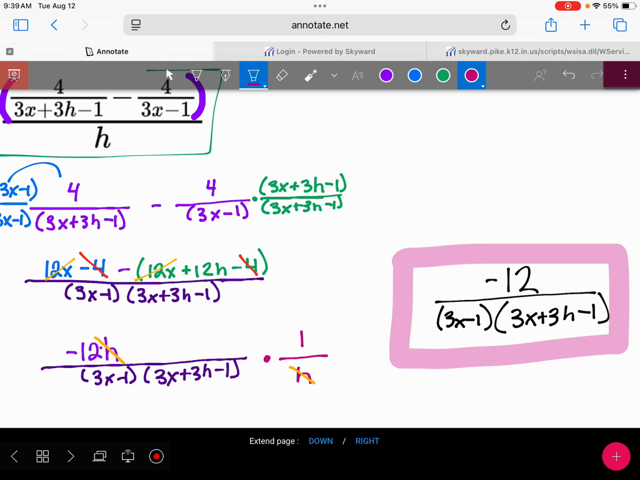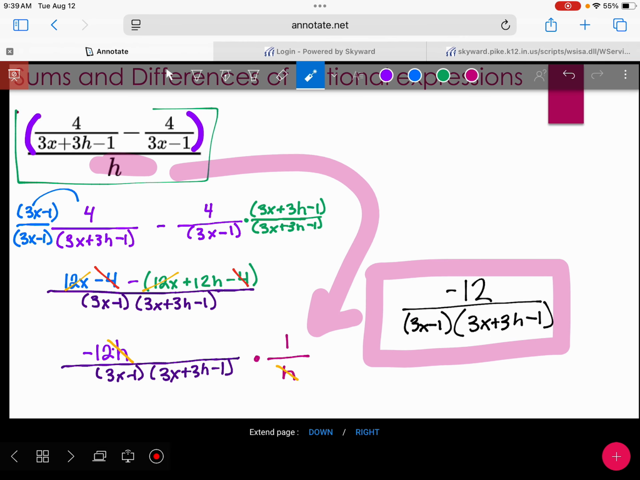Yes, dear? Why did we need to cancel out the h? Because we were dividing by h here. So that was this piece here. That was this guy. Because all of this was just looking at our numerator purple part. Okay, so if we have fractions and fractions, we can do that. Look at your numerator, simplify it. Look at our denominator, simplify it. Okay.